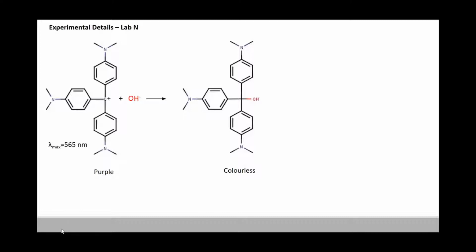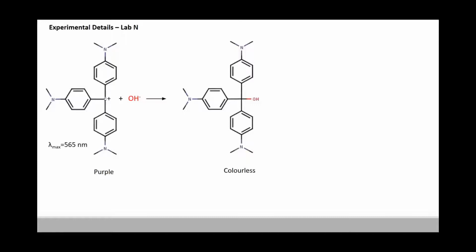Three dimethylaminobenzene rings chemically bonded to one carbocation results in the structure absorbing visible light at a wavelength max of 565 nanometers. The visible wavelengths not absorbed are reflected and result in a purple-colored aqueous solution. Through Beer's law, the absorbance of the crystal violet cation aqueous solution can be related to its concentration.